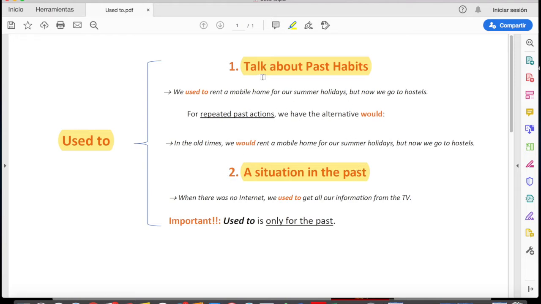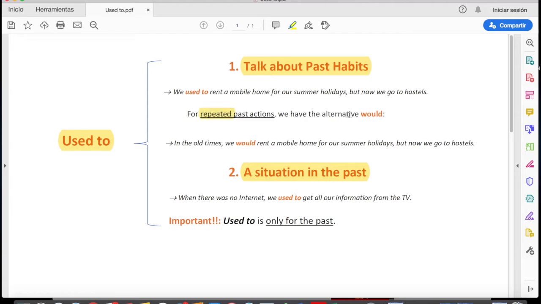Okay, now number one is very easy to understand. Let's take a look at this example. We used to rent a mobile home for our summer holidays, but now we go to hostels. Antes solíamos alquilar una caravana para nuestras vacaciones de verano, pero ahora vamos a hostales. Solíamos, antes solíamos, ¿ok?